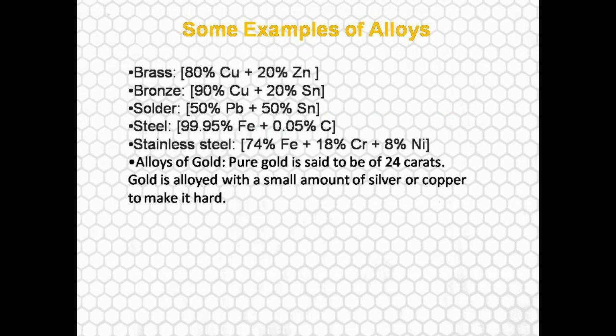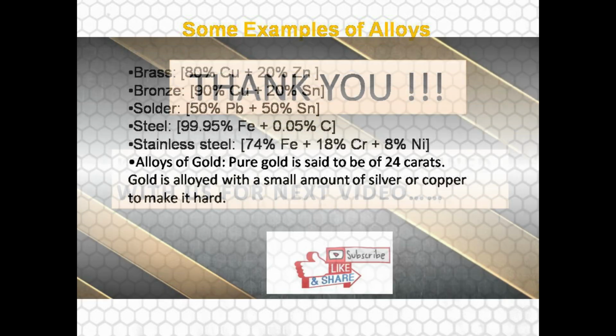Then here come some examples of alloys. Brass is an alloy of copper and zinc. Bronze is an alloy of copper and Sn. Solder is an alloy of lead and Sn. Steel is an alloy of iron and carbon. Stainless steel is an alloy of iron, chromium and nickel. Alloys of gold: pure gold is said to be of 24 carats, and therefore it has to be converted into its alloy to make it hard and to make jewelry from it. Gold is alloyed with a small amount of silver, or we can say copper, to make it hard.